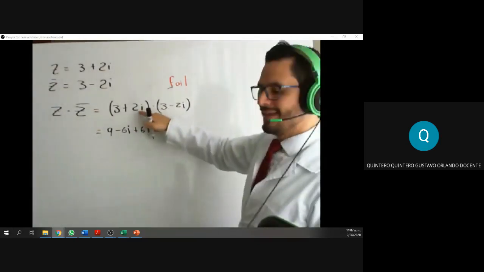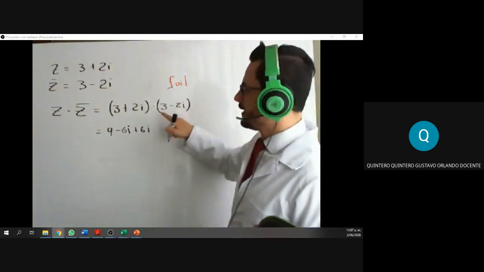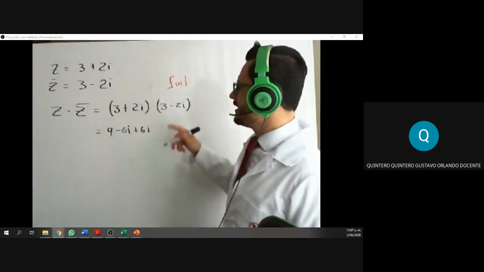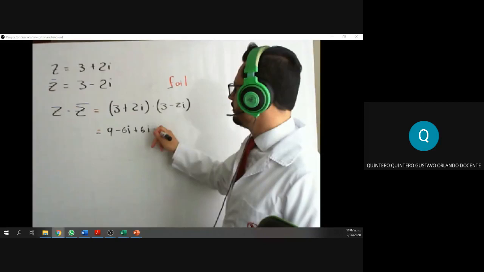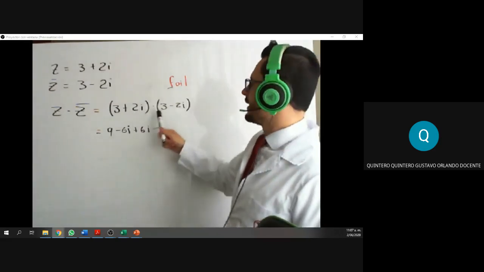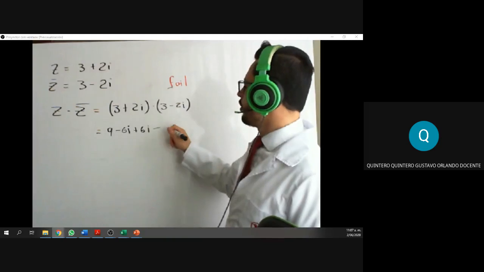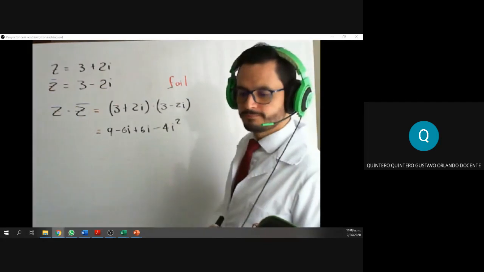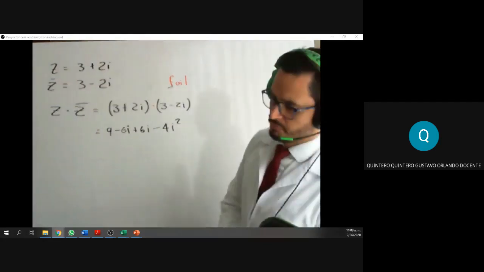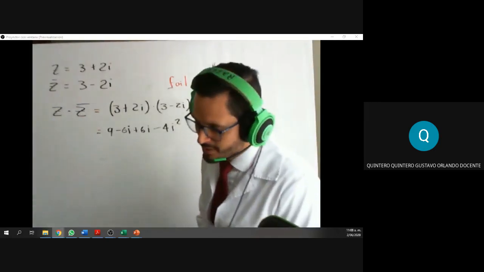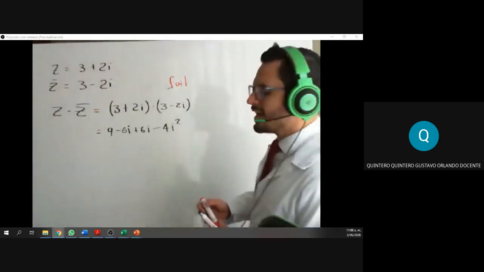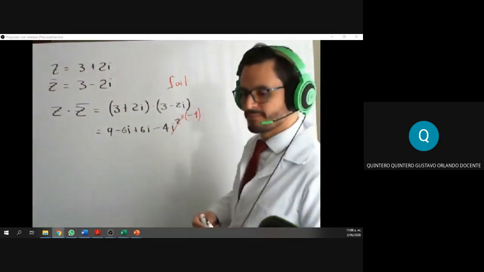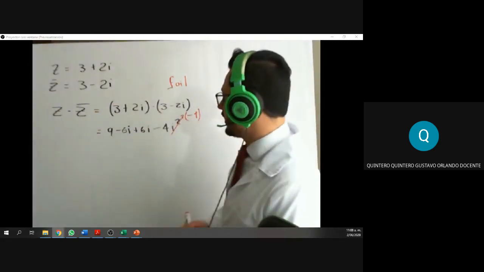So we have 2i times 2i. But look at this. We have positive and negative. Positive and negative will be negative, right? 2i times 2i will be 2 times 2, 4, and i times i, i squared. Beautiful. Did we finish? No, we did not. We can do more because you remember that i squared is negative 1, right?